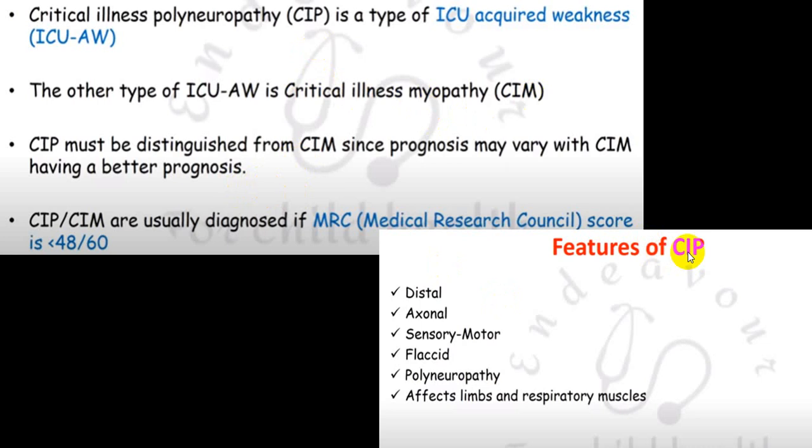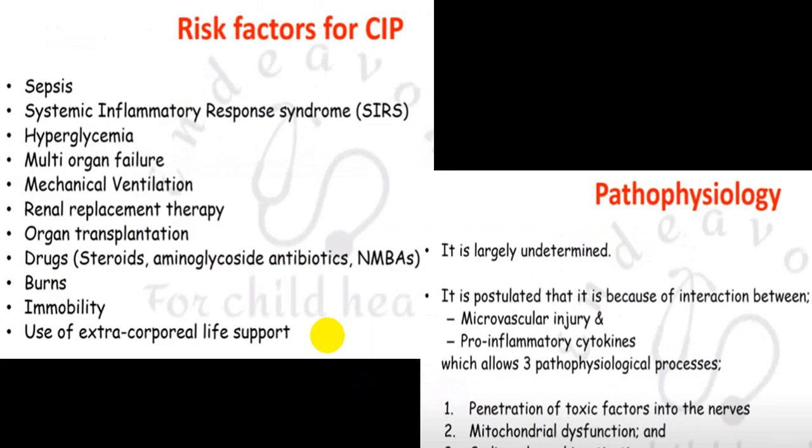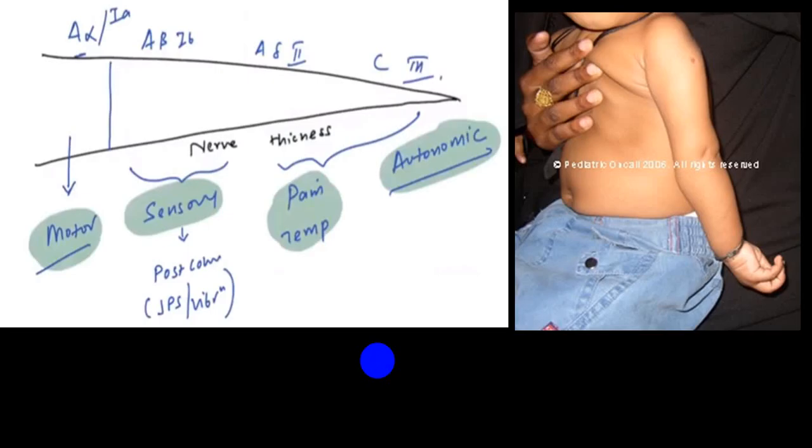So in CIP, you can have distal more involvement, axonal more involvement, and sensory and motor can be involved. It is very frequently a flaccid polyneuropathy variety. So you should keep this in mind. There are certain factors which are responsible for CIP, like a person who is admitted for sepsis, SIRS, hyperglycemia, multi-organ failure, a person who is on a mechanical ventilator, organ transplant, a person who is on steroids, or on a drug like aminoglycosides, extensive burns, a person who is totally immobile, etc. We don't go into detail regarding the pathophysiology.